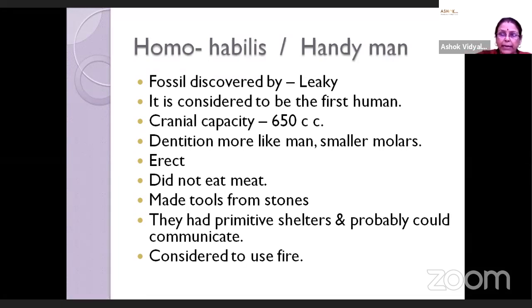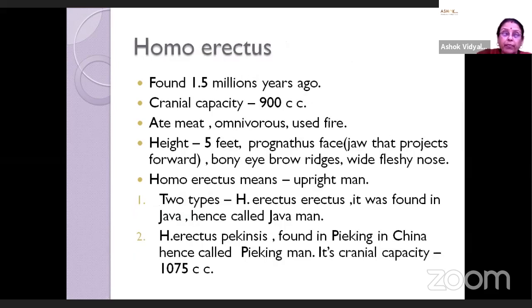Fossils were discovered by Leakey. It is considered to be the first human. Cranial capacity was 650 cc. Dentition more like man, smaller molars. It was erect. It did not eat meat. This is a unique character of it. Made tools from stones. They had primitive shelters and probably could communicate also. They were considered to use fire. That means they used fire.